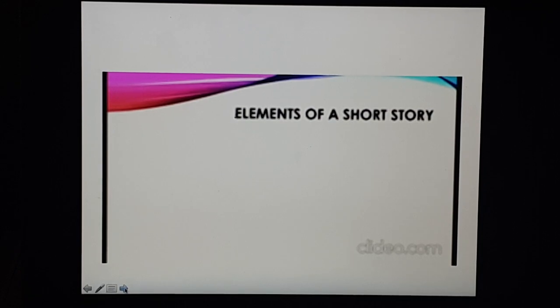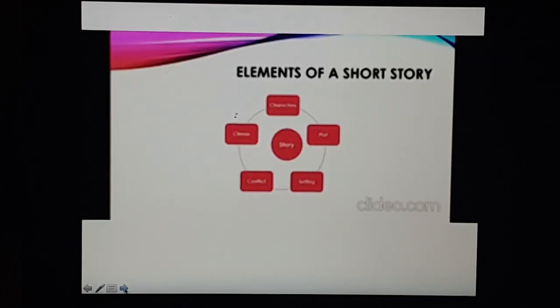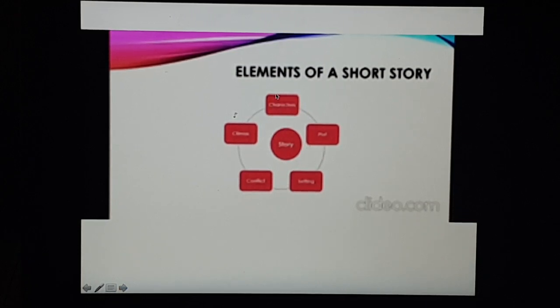So what are the elements of a story? They are the characters. First are the characters, then the plot, then the setting, conflict and climax. First are the characters. So, what are the characters?